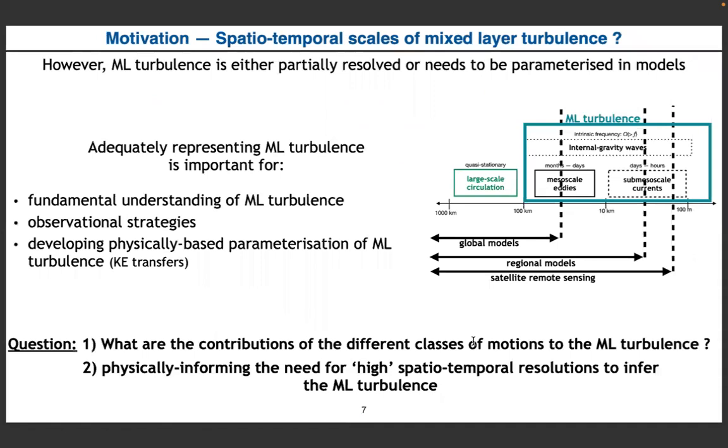However, the mixed layer turbulence is either partially resolved or needs to be parameterized in models. And adequately representing the mixed layer turbulence is important for the fundamental understanding of the mixed layer turbulence, for observational strategies, and for developing physically based parameterization of the energy transfers. So we first characterize the mixed layer turbulence with the contribution of the different classes of motion. And then we want to physically inform the need for high spatio-temporal resolution to infer the mixed layer turbulence.